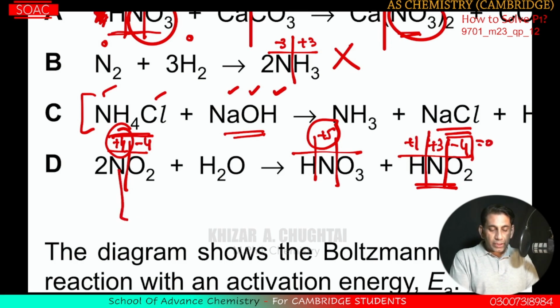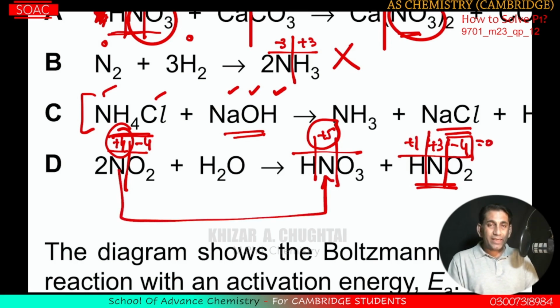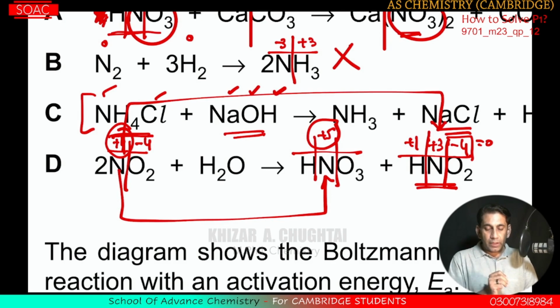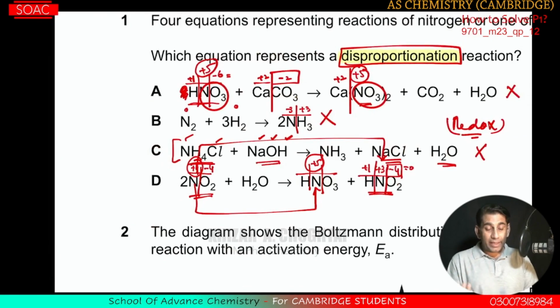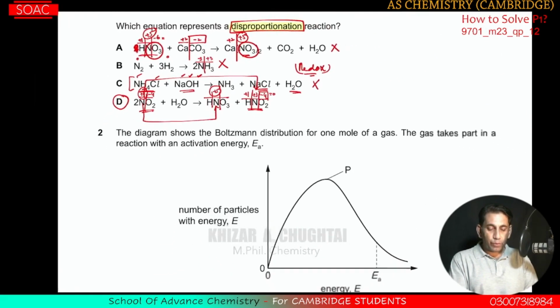So the nitrogen is going to oxidize in this case, increasing its oxidation number. And in this case, it is going to reduce. So the same element, nitrogen, first oxidizes and then reduces itself as well. So this D is the correct option. It is a disproportionation reaction.